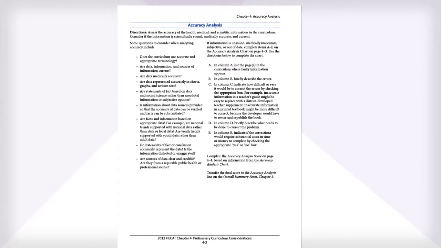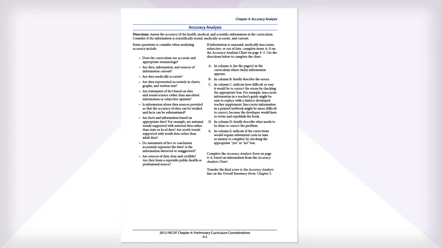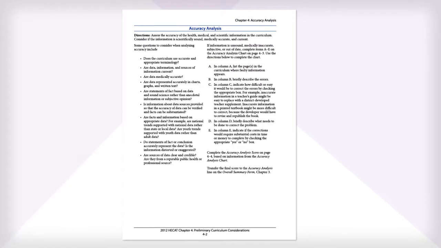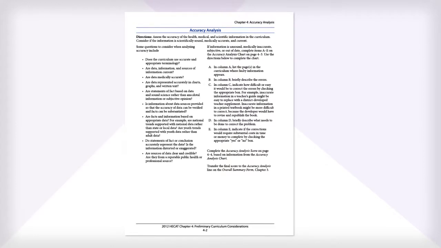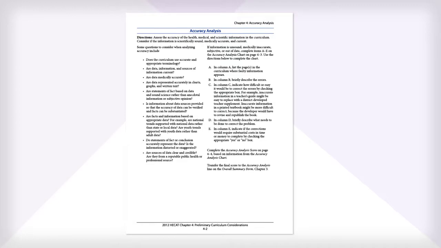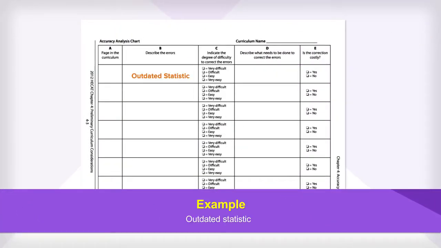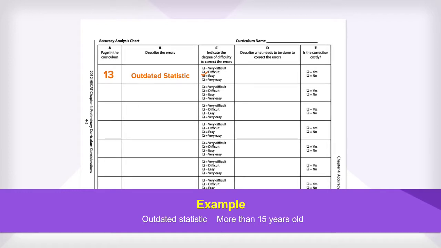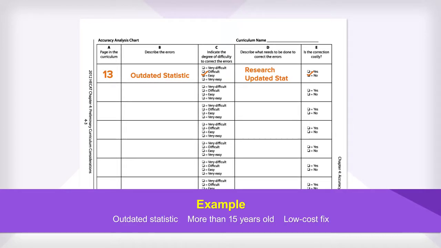If information is medically inaccurate, subjective, outdated, or not sound, use the accuracy analysis chart to describe the errors, what needs to be done to correct the errors, and the degree of difficulty and cost to do so. For example, our review team found an outdated statistic on page 13 of the curriculum that was more than 15 years old. It should be easy to find a more current statistic. It may take time to research, but this should be a relatively low-cost fix.